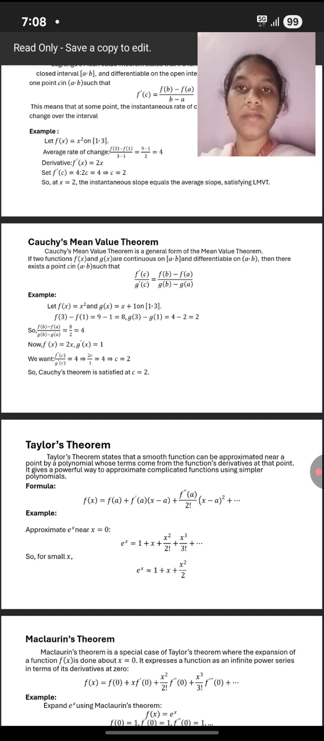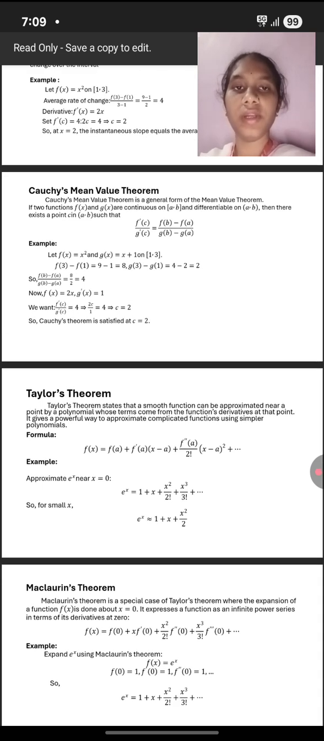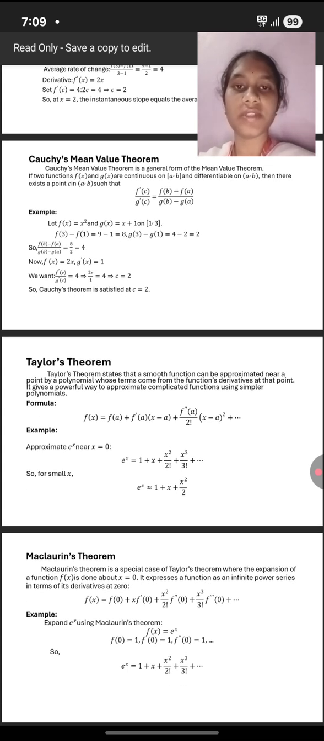Cauchy's mean value theorem. Cauchy's mean value theorem is a general form of the mean value theorem. If two functions f(x) and g(x) are continuous on [a, b] and differentiable on (a, b), then there exists a point c in (a, b) such that f'(c)/g'(c) = (f(b) - f(a))/(g(b) - g(a)). Example: let f(x) = x^2 and g(x) = x + 1 on [1, 3].